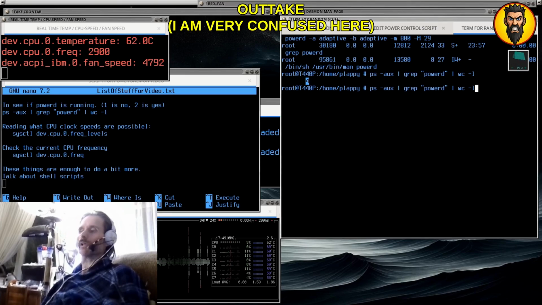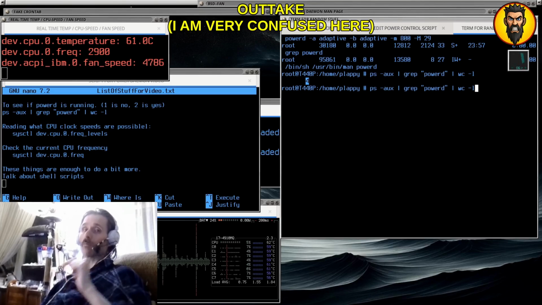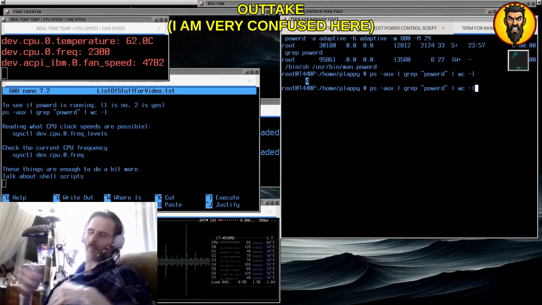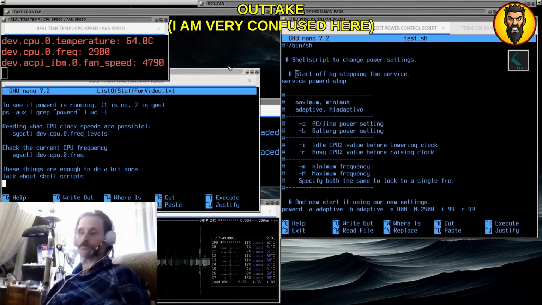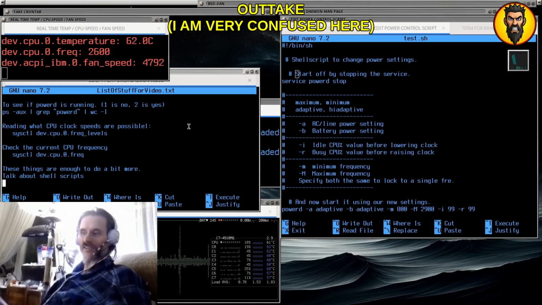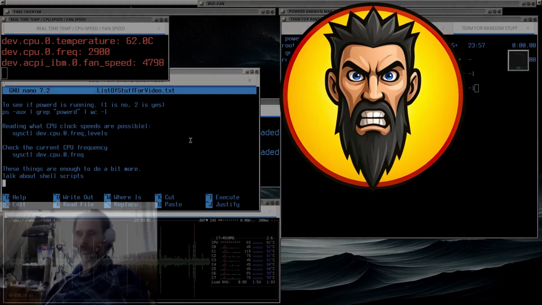What we're doing is listing all the processes, then grepping for powerd, and then counting the number of lines that come out using word count, wc. We're just piping all that stuff. It's basic Unix stuff. But anyway, moving along. Okay, so here's some other things that we can do. We're going to use this again.